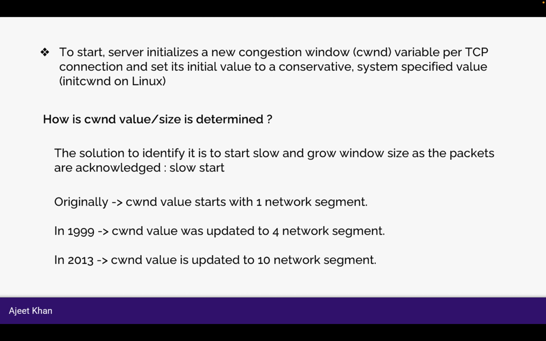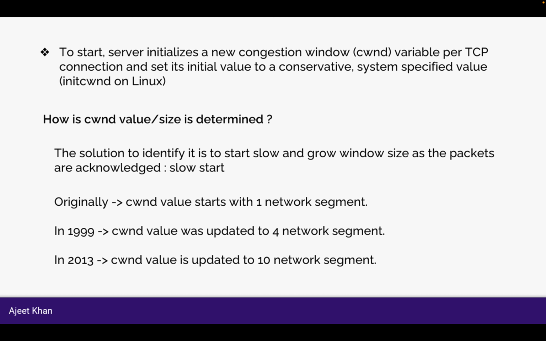Initially the server will set some conservative value, and with its acknowledgement packet it will send that value to the client. When the client receives it, it will start sending data based on that value, and in the subsequent acknowledgement packet from the server side, it can increase the CWND value depending on the network. Originally the CWND value starts with one network segment. Here we don't need to go much deeper into what a segment is, but we can consider it a small unit of a network.